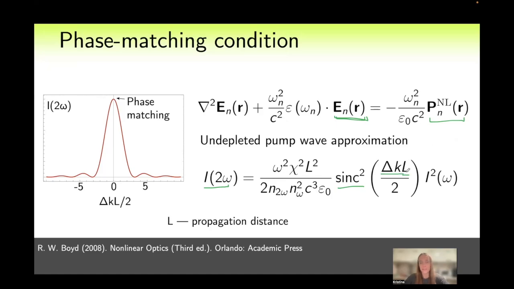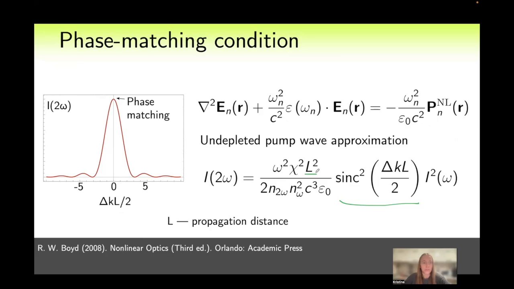Let us fix some particular L and look at the dependence on delta k. We see on this plot that when delta k equals 0, the second harmonic intensity is maximal. This is called the phase matching condition. When the phase matching condition is fulfilled, this function simply equals 1, and the intensity will be proportional to the square of the distance. It will simply grow quadratically.